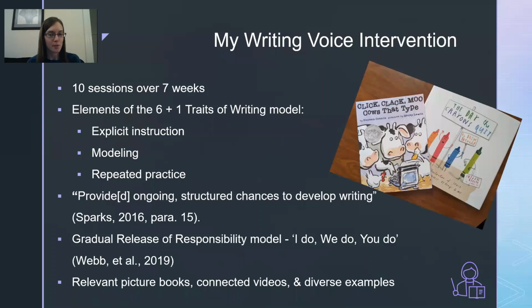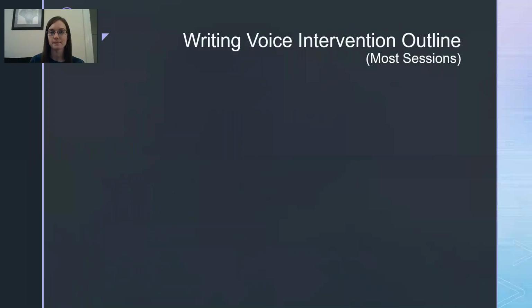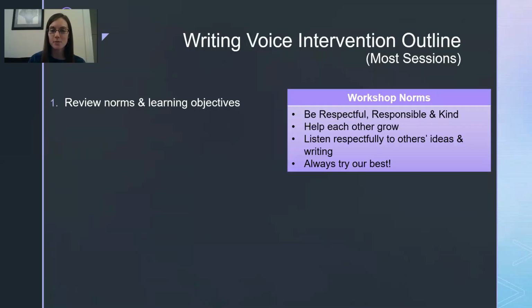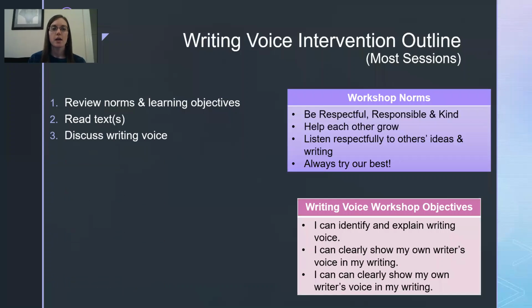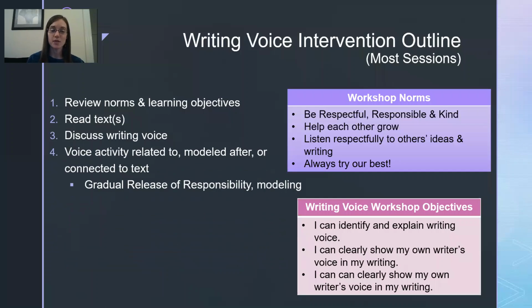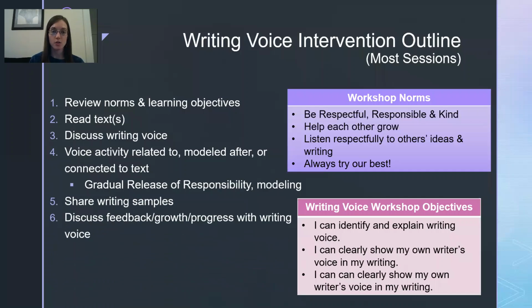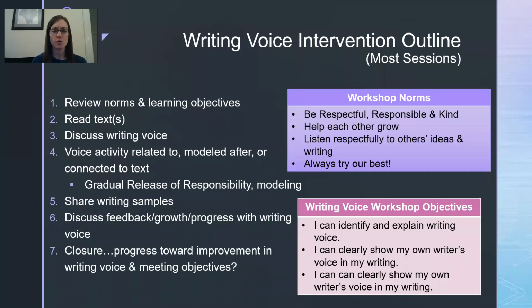I used a lot of relevant, fun picture books, such as those pictured on the side, connected videos, and diverse examples as possible. The general outline of each of our sessions started with reviewing the norms and learning objectives, which are there on the side. Then we would read a text, discuss writing voice in that text, then do some voice activity related to the text using a lot of modeling and the gradual release of responsibility. Then we'd share our examples, discuss feedback and growth, and then discuss how we are doing with writing voice, how we are making progress. So feel free to pause the video if you would like to check that slide out a little more.